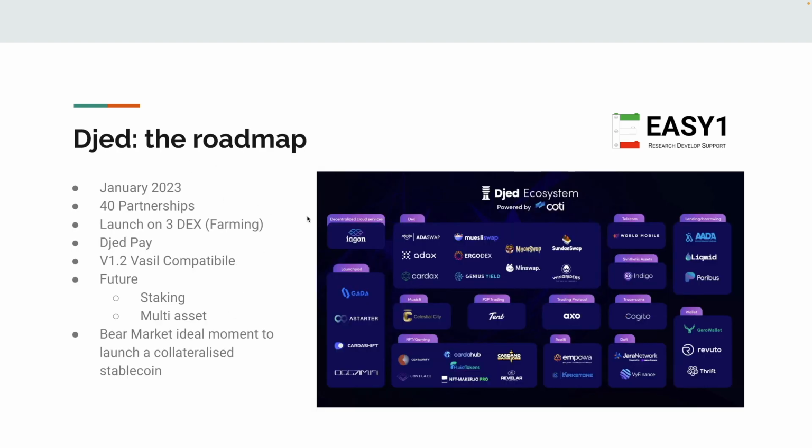Very briefly, the roadmap. We mentioned the 40 partnerships before. Unfortunately, I see a couple of things here that have since disappeared. But anyway, among the biggest players, we see that there is ERGO, there are obviously all the most prominent DEXs. We can see AXO, Empower, Flute Tokens, NFT Maker, and a few other really important players, World Mobile Token, Indigo, and so on and so forth. So there is a really huge ecosystem that will integrate with Djed. There are in fact 40 partnerships.